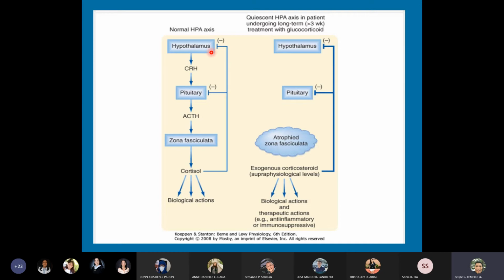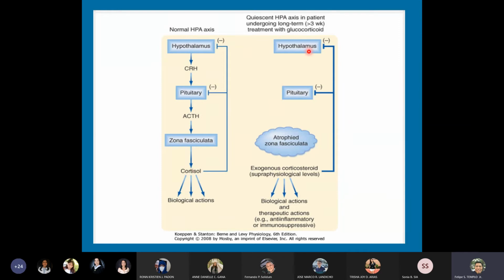Same here. Take note of the axis: cortisol, pituitary, hypothalamic, HPA, the hypothalamus-pituitary axis. Excessive production would send signal to the pituitary, which in turn will send signal to the hypothalamus. In the same way, the stimulation is from the hypothalamus. They produce the corticotropin releasing hormone to stimulate your pituitary gland, which will produce adrenocorticotropic hormone that will stimulate your zona fasciculata to produce cortisol.